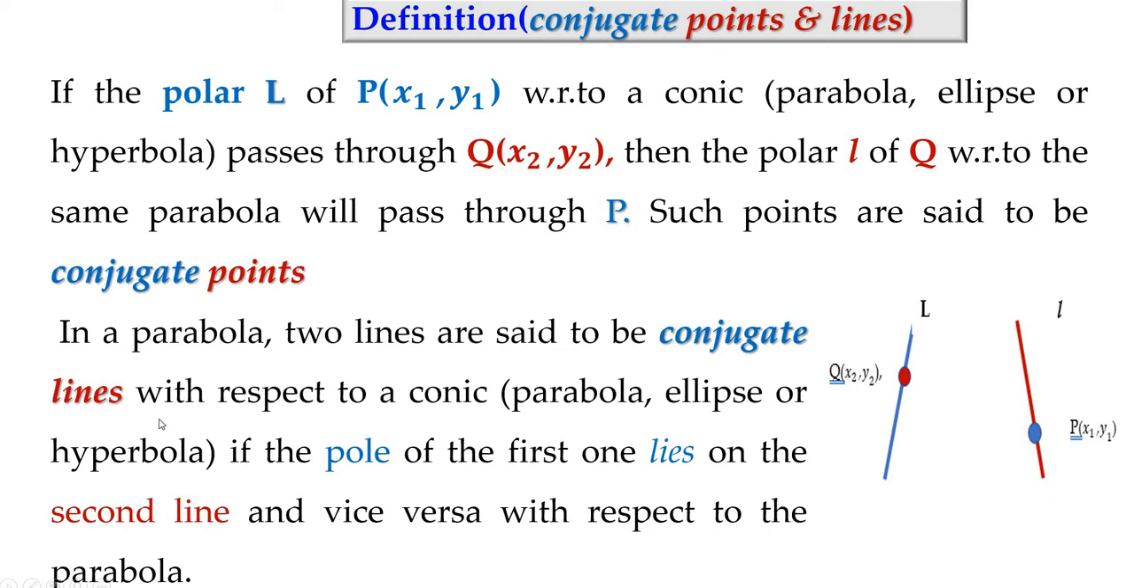2 lines are said to be conjugate lines with respect to the parabola if the pole of the first one lies on the second line and vice versa. So if the pole of one lies on the other, then we have conjugate points and conjugate lines as well. From this we have the definition of both conjugate points and conjugate lines. The pole of one should lie on the other and vice versa. In that case we call those 2 lines conjugate lines.